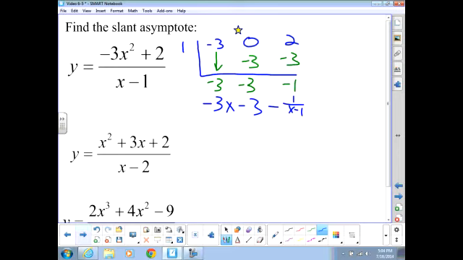Well, we're looking for, as with horizontal asymptotes, what happens when we get really, really large x values. Well, this part here, when x gets huge, you'll have 1 over a huge number. That's going to get closer and closer to 0. So that is going to have very little effect on our slant asymptote at all. So you ignore the remainder. Therefore, the equation of our slant asymptote will just be y equals our linear part, -3x minus 3.